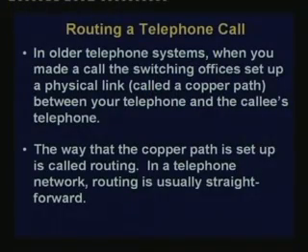So, in older telephone systems, when you made a call, the switching office set up a physical link called a copper path between your telephone and the callee's telephone. The way that the copper path is set up is called routing. In a telephone network, routing is usually straightforward, and I will come to the reason why.